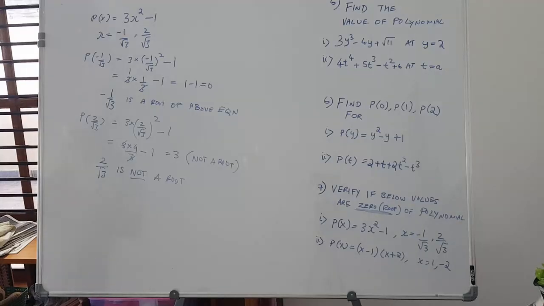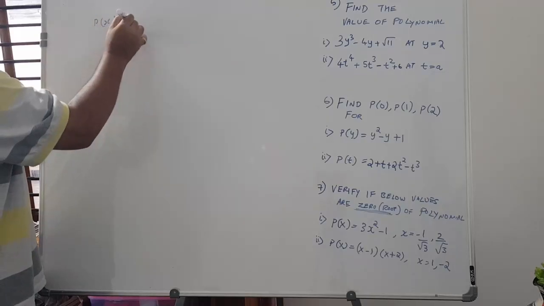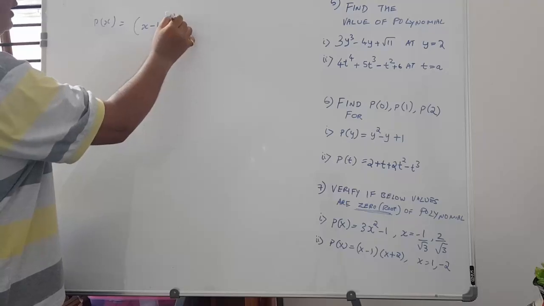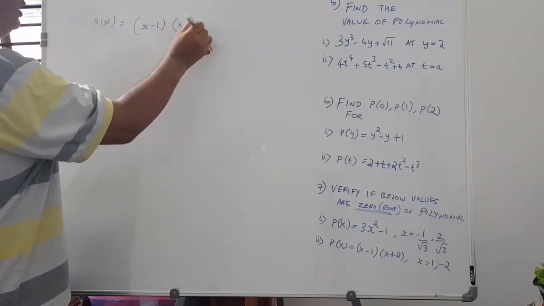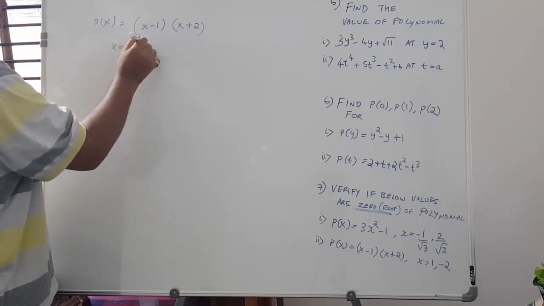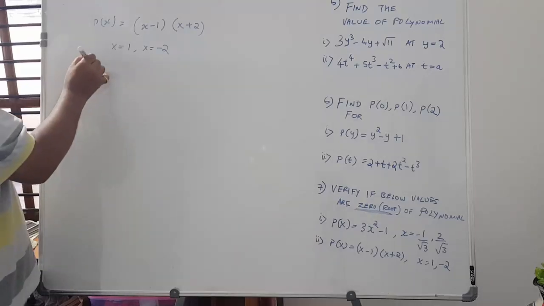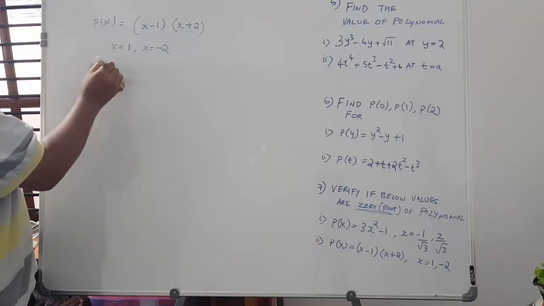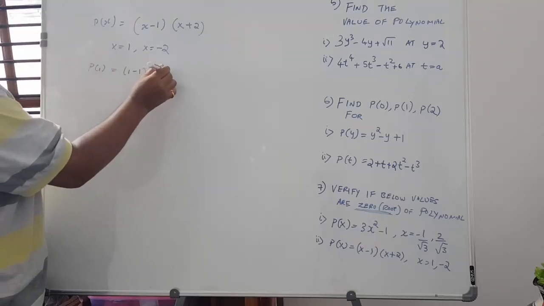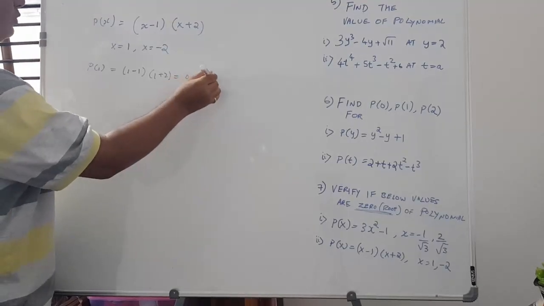Okay, so let's try the next problem. P of x is equal to x minus 1 and x plus 2, and we want to check whether x is equal to 1 and x equal to minus 2 are the roots. So if I take p of 1, I get 1 minus 1 into 1 plus 2, that is equal to 0 multiplied by 3, that is equal to 0.